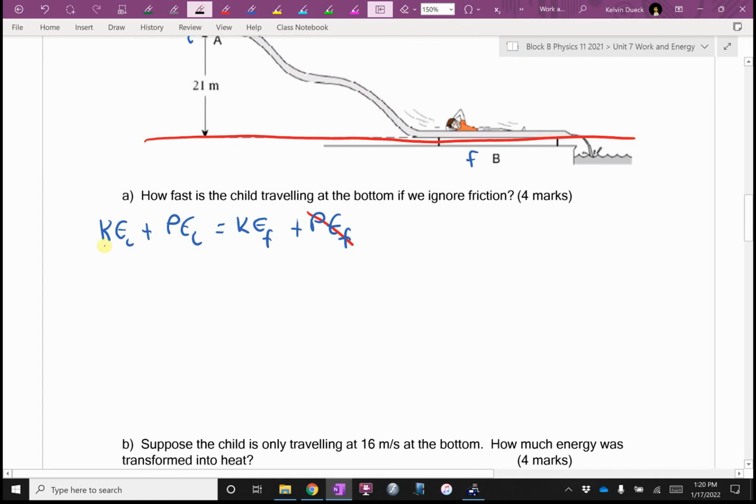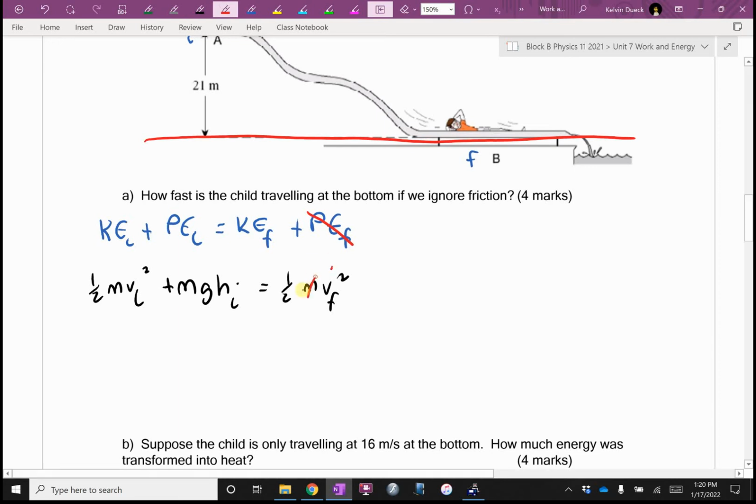This is going to be a half little m v initial squared plus mg h initial. You could also have done mg h initial plus a half mv squared, as long as they're both initial. That equals a half little m v final squared. And it looks like what I want to get by itself is the v final.